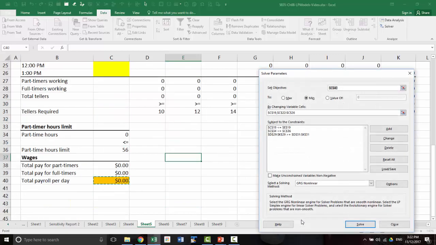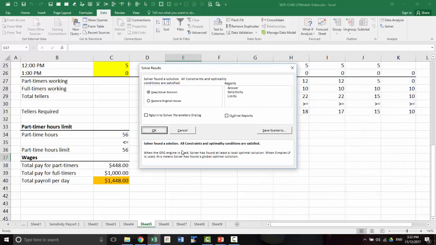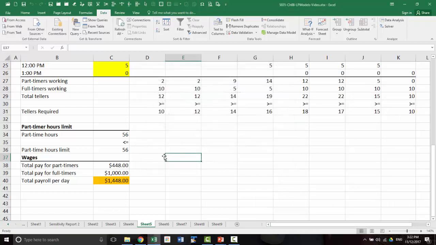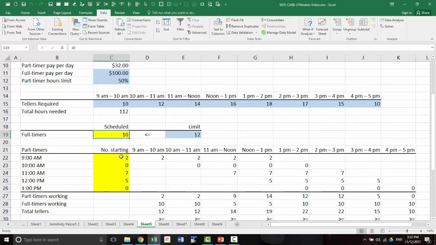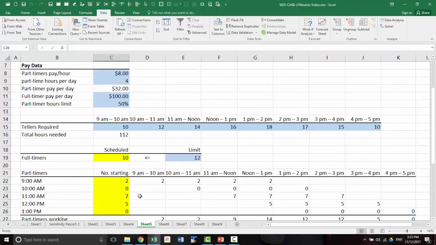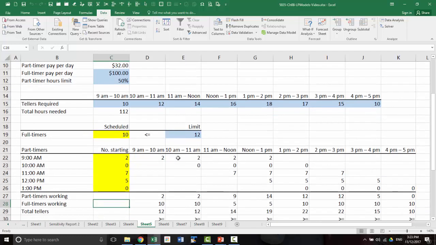So that's it. Make the variables non-negative, and use the simplex LP method. Solve, and we have a schedule. Make sure that they are integers, otherwise you can insert an integer requirement. Fortunately for us, we have integer values, and that's our employee schedule.